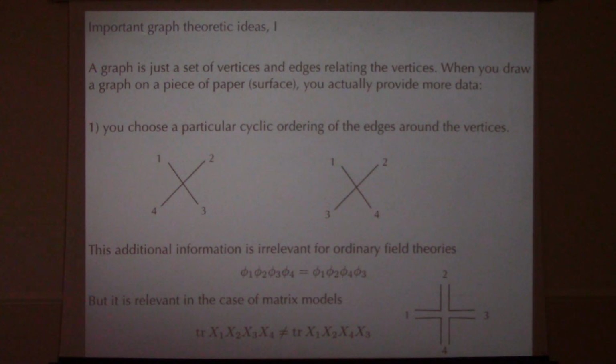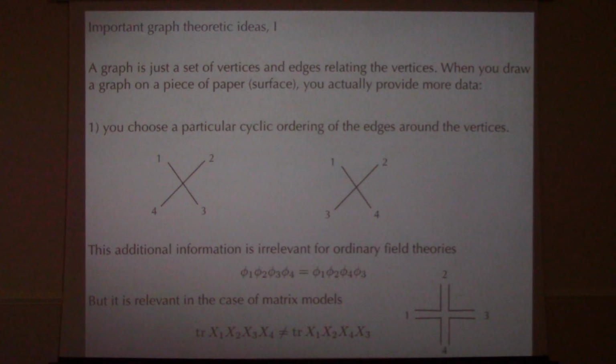However, in the case of matrix models, when the fields are actually matrices, the vertices in your field theory do contain this additional information about the cyclic ordering, because a single-trace vertex will now be the trace of some bunch of matrices, and the trace has a cyclic ordering associated to it. So a vertex trace of x1, x2, x3, x4 is no longer the vertex trace of x1, x2, x4, x3. So this additional information that you have when you draw a Feynman graph on the surface is actually relevant in the case of matrix models.